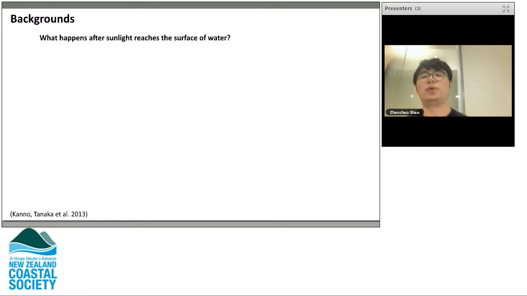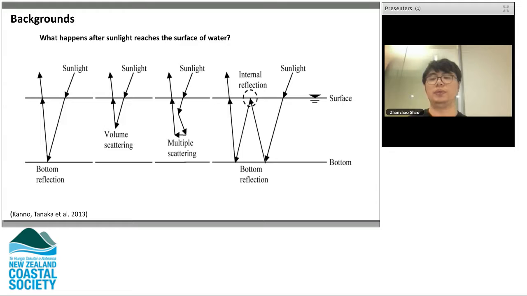So before we go to our study site, we have to figure out what happens after sunlight reaches the surface of water. According to Carnot's model, we have 4 different situations. Some sunlight can penetrate the water surface and get reflected by the water bottom and finally leave the water surface. Some sunlight can penetrate the water surface and get scattered or most scattered and finally leave the water surface. And some sunlight can penetrate the water surface and get reflected by the water bottom and have several internal reflections. Finally, they leave the water surface.